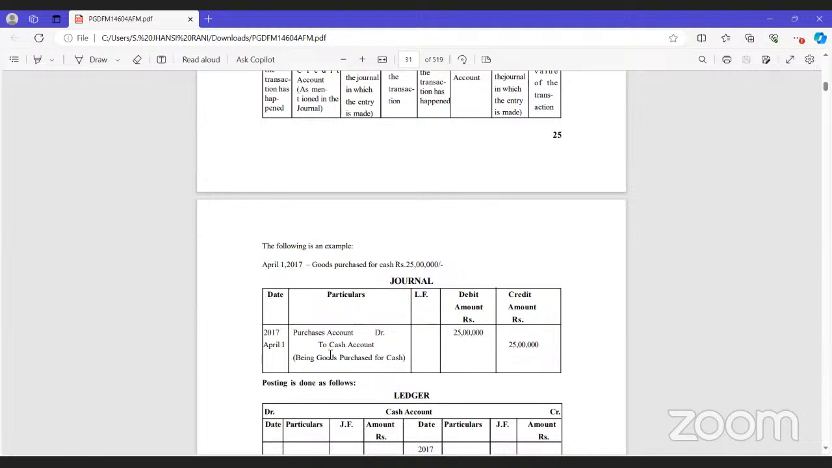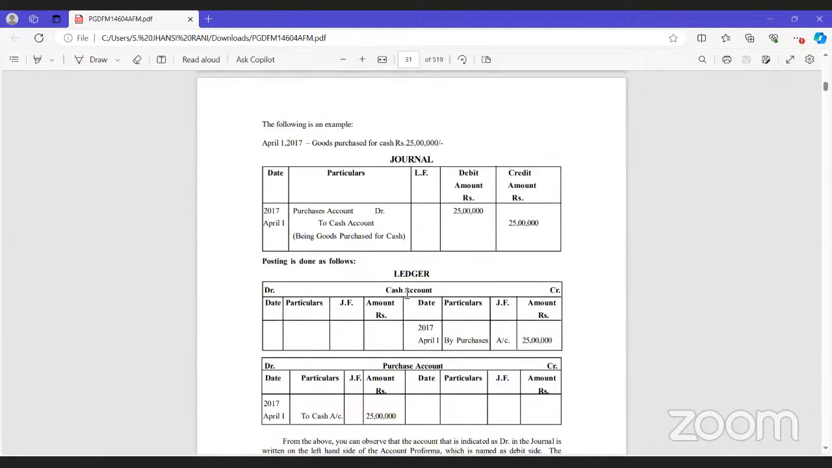Here, first we will prepare the cash account. Now whenever we are posting, this is very important. Here we are preparing two accounts: one is cash account, the other is purchase account. In this entry we have two accounts: purchase account debit to cash account. So we will prepare two ledger accounts. The first one is purchase account and the other one is cash account.